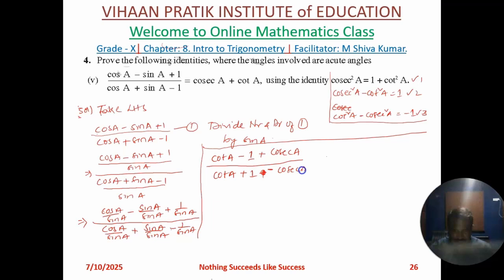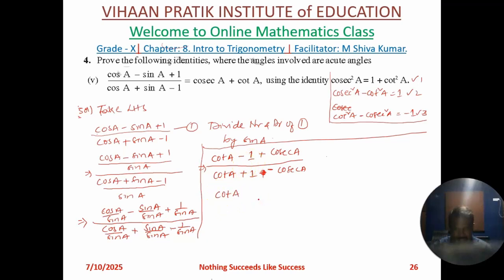Finish. Now what we have done: LHS is cos and sin, RHS is cosecant and cot. So to convert sin and cos into cosecant and cot, we simply divided this LHS equation by sin A. So we have converted this into cot and cosecant, right? But we need to arrive at this RHS.